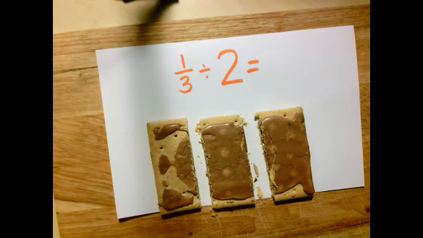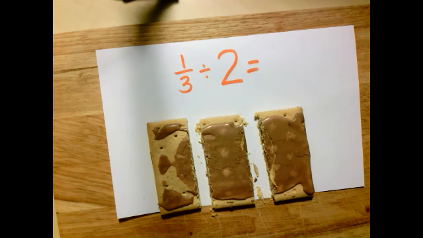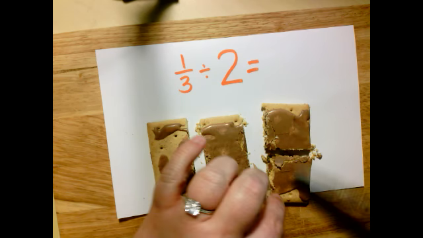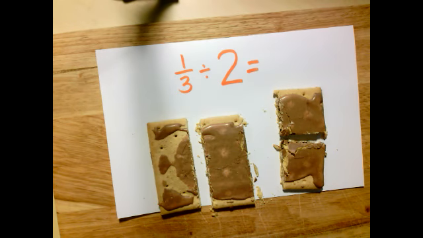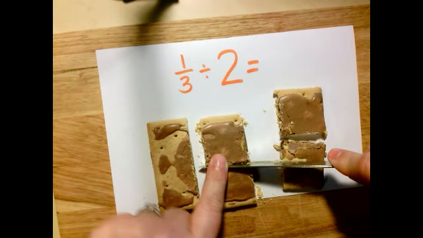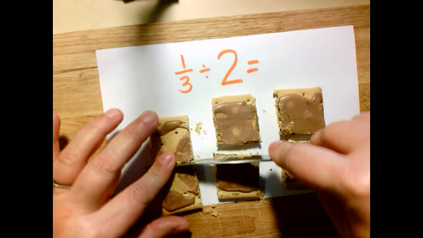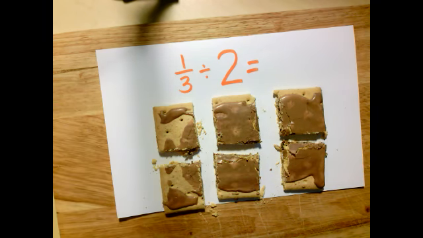Now it says 1/3 divided by 2. So each of these pieces I am now going to split into 2 pieces. So there's 1/3 split into 2. Here's another third split into 2. And here's my last one. There's another third split into 2.